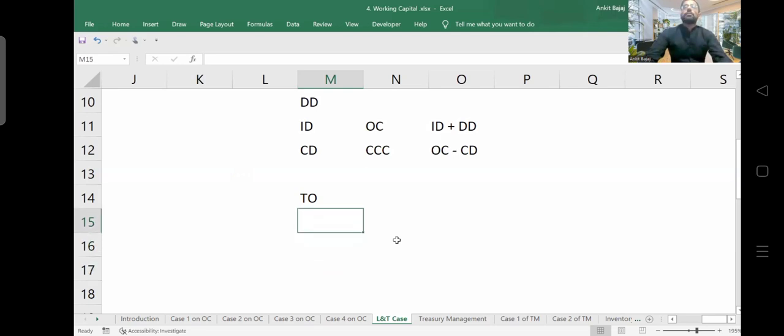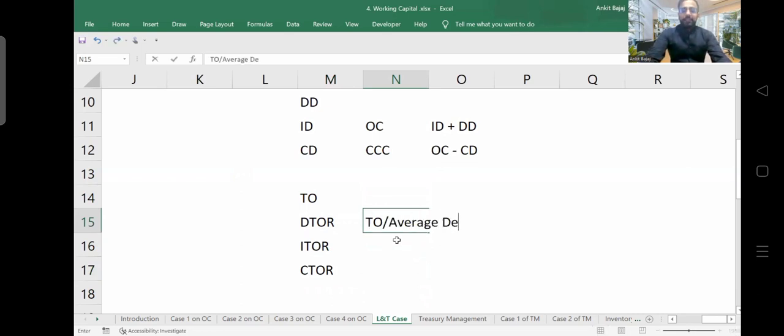First, you have to calculate turnover ratios. Which turnover ratios do you have to calculate? Debtor turnover ratio, inventory turnover ratio, and creditor turnover ratio. Now, what is the formula for the debtor turnover ratio? The formula is turnover divided by average debtor. If you want to calculate the inventory turnover ratio, the formula is COGS divided by average inventory.